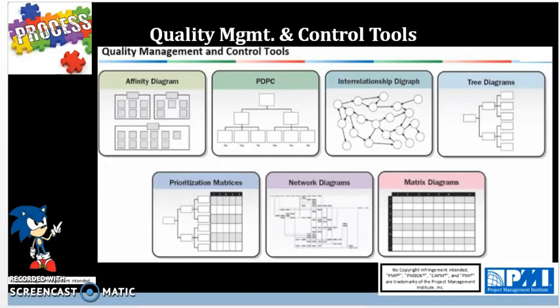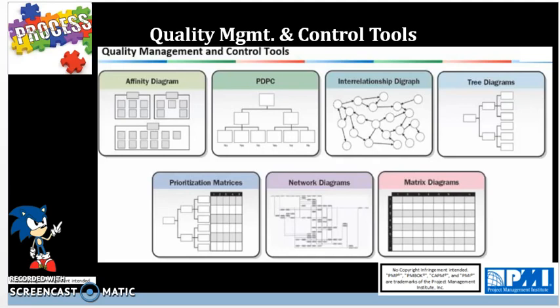And then you have the interrelationship digraph, which basically shows the cause and effect relationships for problems with multiple variables and outcomes. Tree diagrams just basically break down, similar to a WBS, the different quality buckets that you might have and different scenarios of what could go wrong. And then you have prioritization matrices, which define issues and alternatives that need to be prioritized for decision, or items that are given a priority score, and multi-voting from ideas gathered from brainstorming.